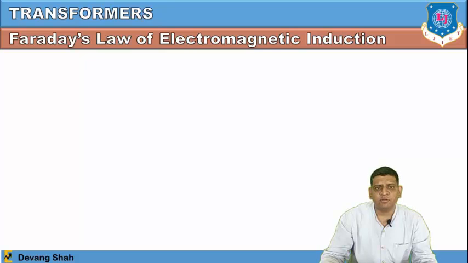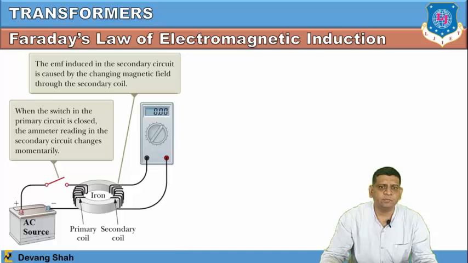First, if we talk about Faraday's law of electromagnetic induction, I have created an experimental setup where you can easily understand how electromagnetic induction is possible. Here an AC source is given to the iron core, where two coils are wound, the primary coil and the secondary coil. The primary coil is connected with the AC source, and the secondary coil is connected with the multimeter.